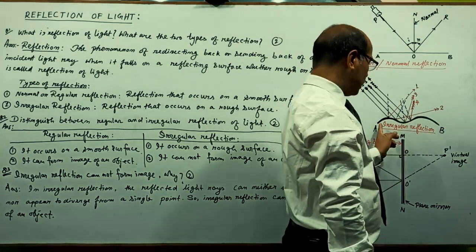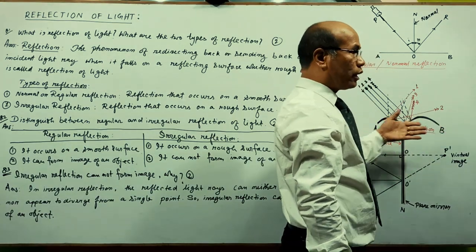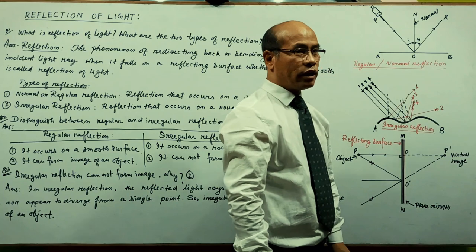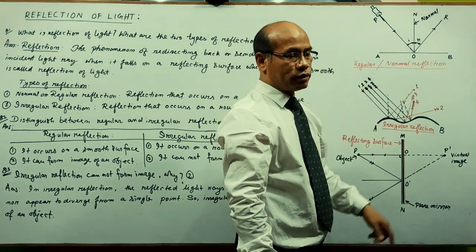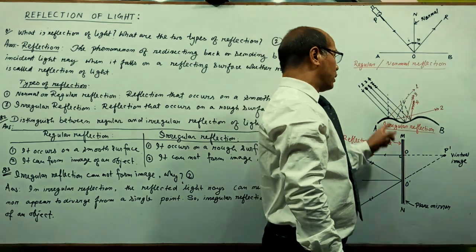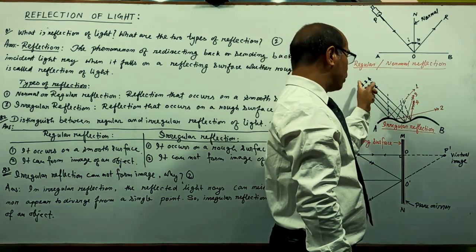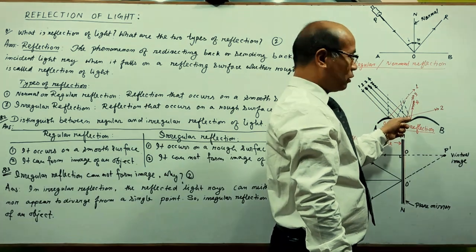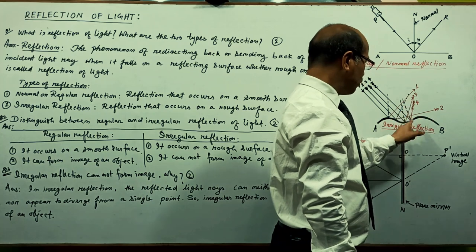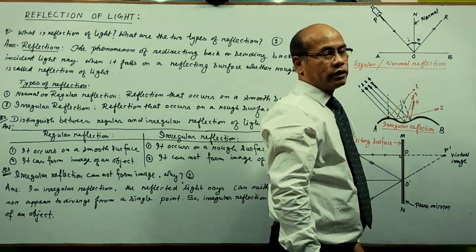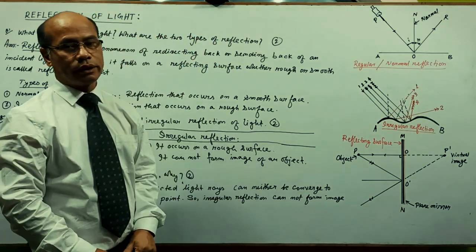Figure one here: see, my surface is rough. See the sort of reflection here, the light ray, incident ray, and the reflected rays 1, 2, 3, 4. See this reflection: this is irregular reflection.